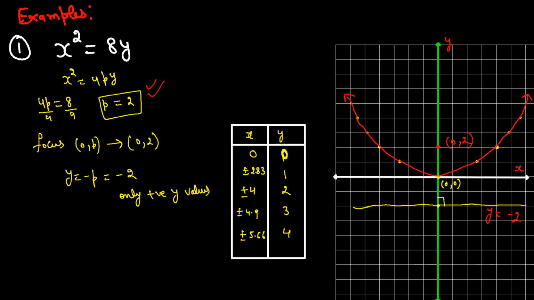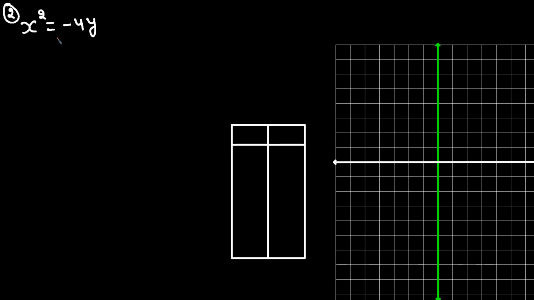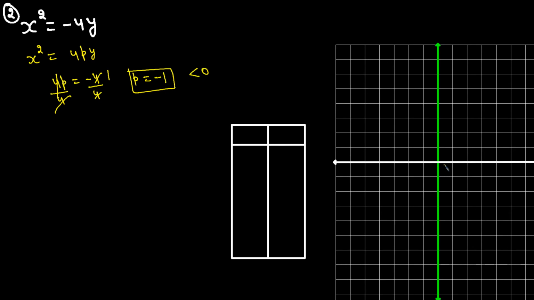Okay, now let's go over the second case, which is x squared is equal to -4y. So let's compare it with our standard equation. So x squared is equal to 4py. This tells me 4p is equal to -4. Divide both sides by 4. This gives me p is equal to -1. 4 cancels this 4. So -1. So as the value of p is less than 0, that means the parabola is going to open downward.